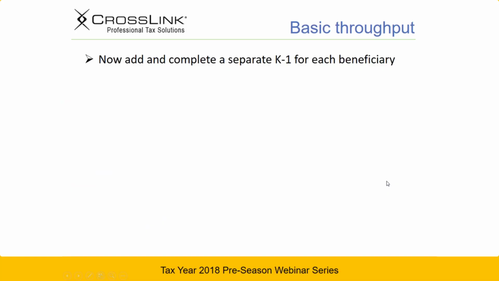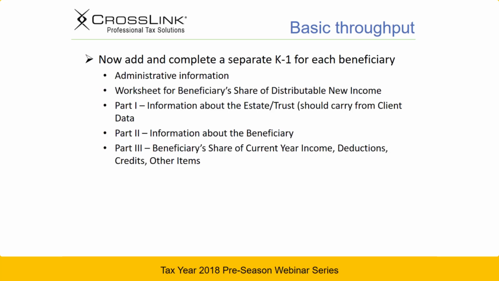Now you can add and complete the separate K-1s for each one of the beneficiaries. Please remember that as you add the K-1s, there's going to be administrative information that has to be entered, the worksheet for beneficiaries' share of distributable income, a part 1, a part 2, and a part 3, which we're going to all look at right here. It's very straightforward and can be found under the K-1, and you add as many K-1s as you want, as many as there are beneficiaries for a particular trust or estate.